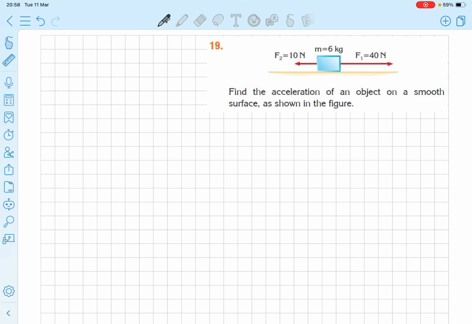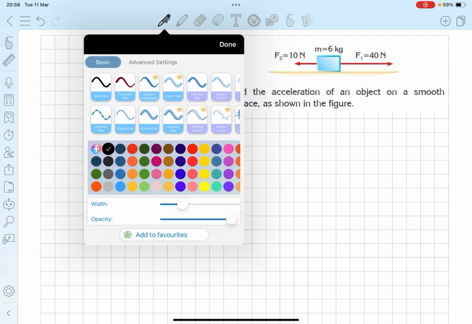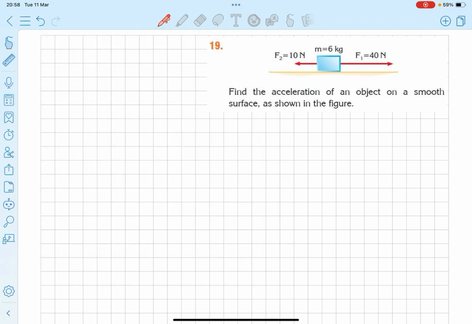Question 19. Find acceleration of an object on a smooth surface as shown in a figure. So here you see two forces. There are two external forces. And that means F net. Let me write it here. That F net will be the difference of them because they are in opposite directions. So it will be F1 minus F2.